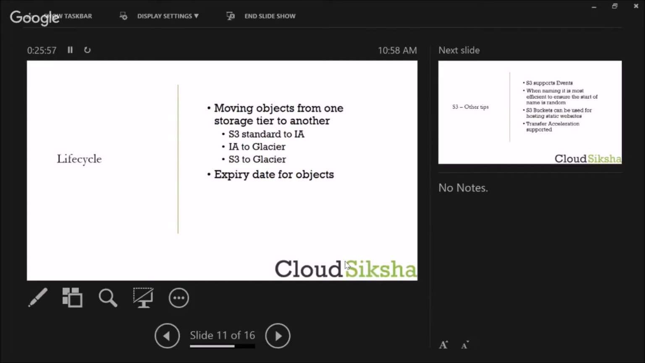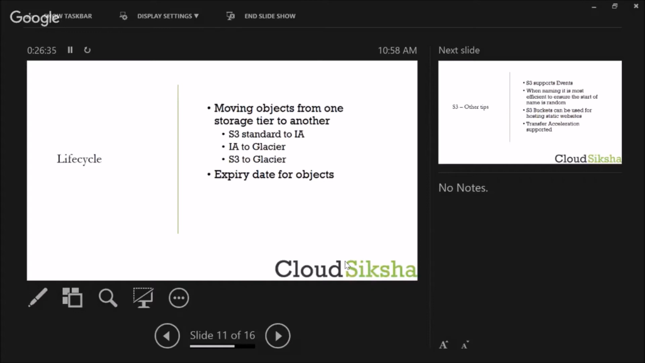So what you can do is, as the objects get older, they may not be accessed often. You can shift those objects to the standard infrequent access class. Then later, you believe there's no more a need to access objects very immediately, so you can then move that on to Glacier. The Glacier is an archival solution. We'll talk about it. That, of course, gives the cheapest cost. So this can be done in an automated way.